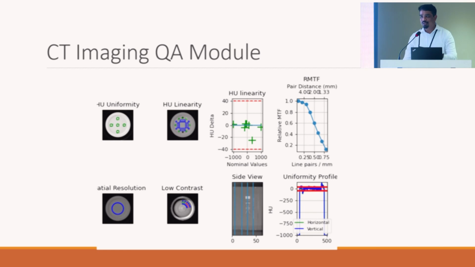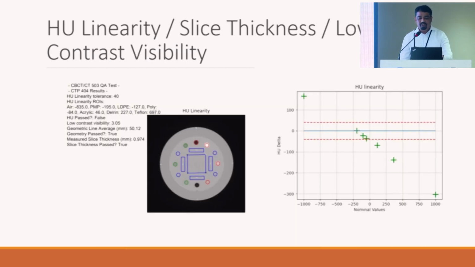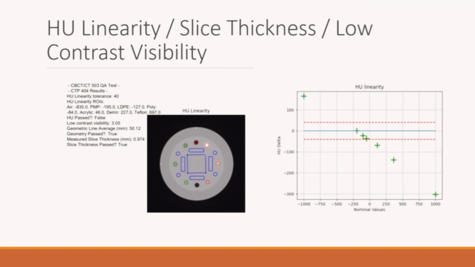I use my laptop just to run this program here. Okay, so for the HU linearity, the single slice, once it maps the registration, goes into the particular location. It measures the value between the scales, whether the linearity is okay and whether it's within the tolerance limit. It can tell us whether the QA is passed or not.